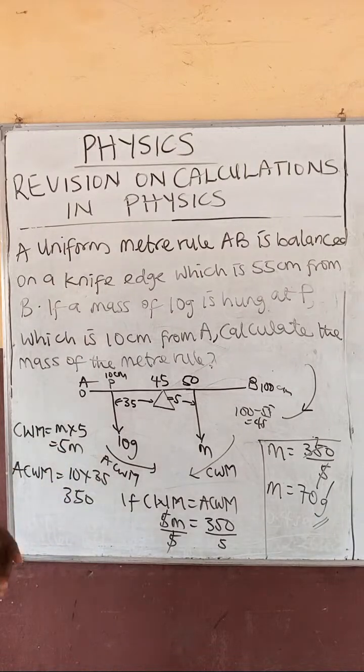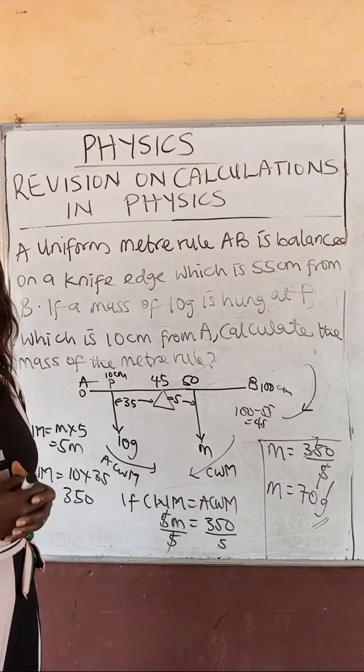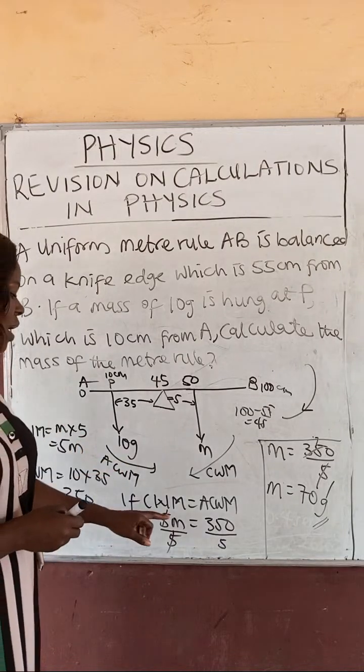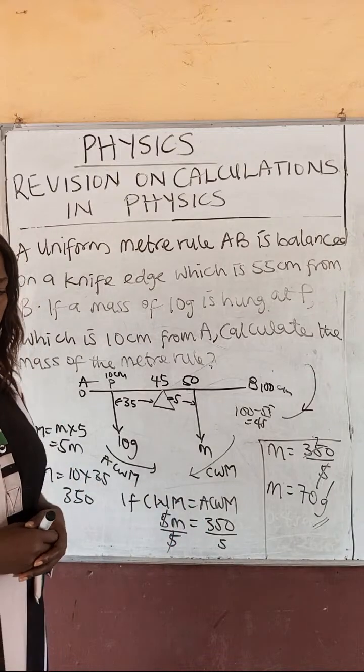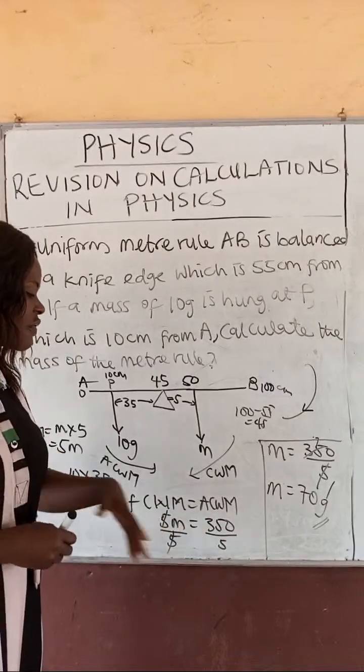Now, from the principle of moments, if a body is in equilibrium, then the sum of the clockwise moments must be equal to the sum of the anti-clockwise moments. With that being said, clockwise moment equals what? Anti-clockwise. What is my clockwise moment? 5m is equal to 350.